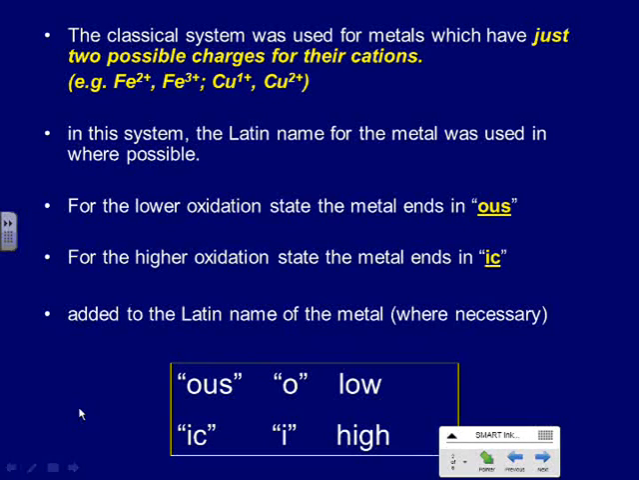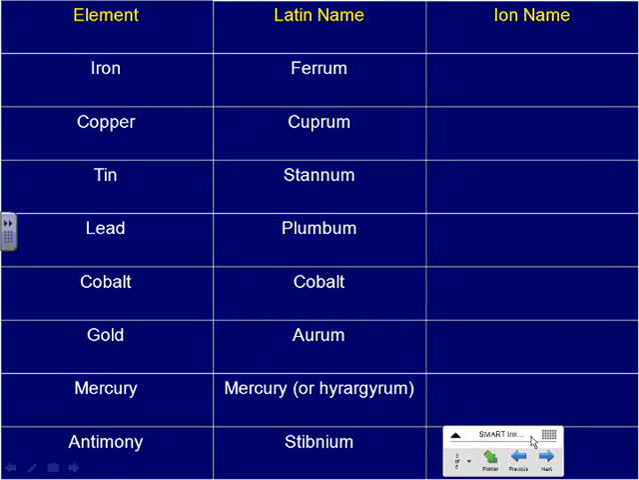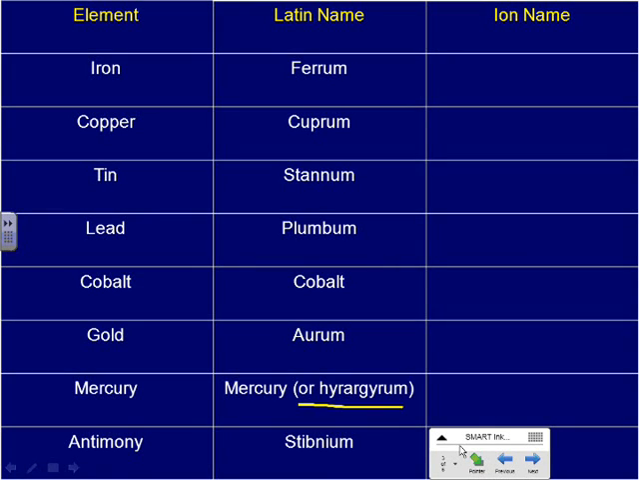Okay? Now, the length to this lesson, and I am looking at the time, the thing that makes this a little long is that we need to go over some Latin names for the elements. All right? So I do need this written down. You don't have to draw a fancy table. You really only need 3 lists. The element, the Latin name, and then the ion name.